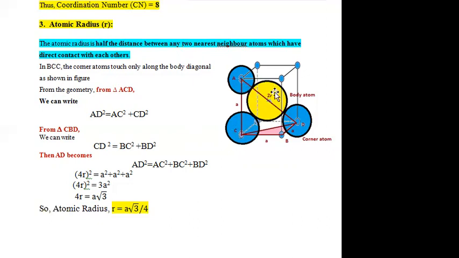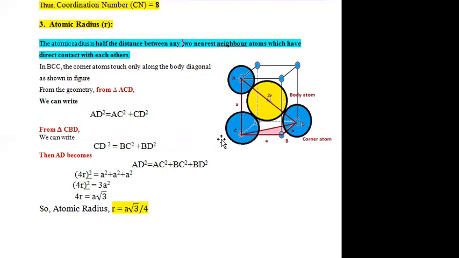So we have to consider the front view of the BCC unit. From the front view, we can consider two triangles: one is ACD and another one is CDB. From triangle ACD, we can write AD whole square is equal to AC whole square plus CD whole square. Here we have 1R, 2R, another 1R, so the total length is 4R. AC is a side, and CD is an unknown value, so we have to measure the value of CD.